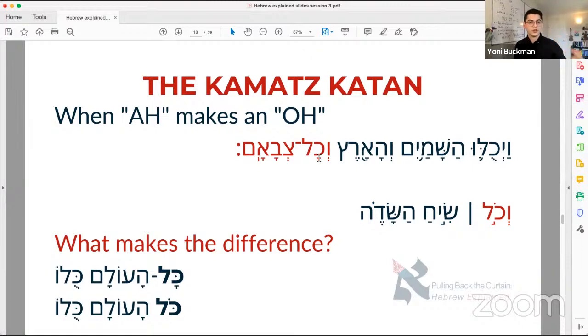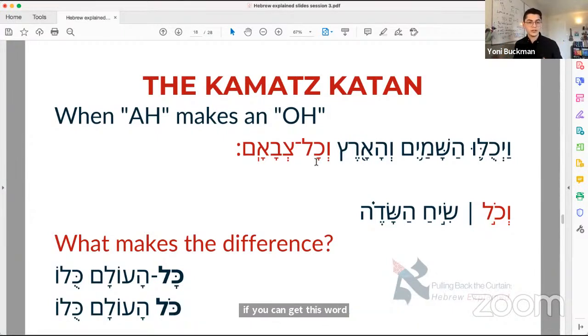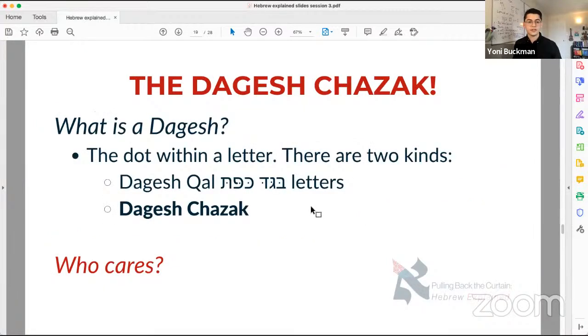So Jerry, to your point before, that vowel used to only make an O sound, but when it was elongated, for whatever reason, it turned into an A, and when it stayed short, it turned into an O. So that's there. So now we have the dagesh chazak, okay?